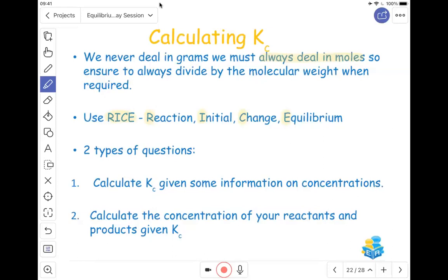There's 2 types of questions that you could be asked in the equilibrium chapter. You could be asked to calculate the equilibrium constant, and that's type 1, when you're given information on the concentrations, or type 2, you could be asked to calculate the concentration of the reactants and products when you are given the Kc value. We're going to do one exam question for each of these types today to show you the structure and how to approach them. So let's begin.